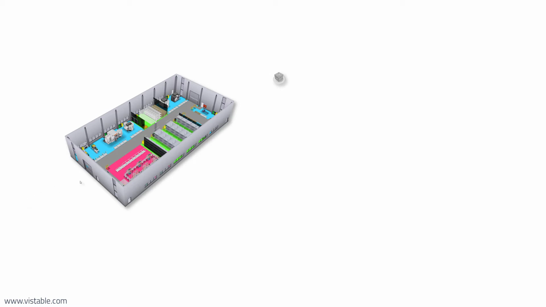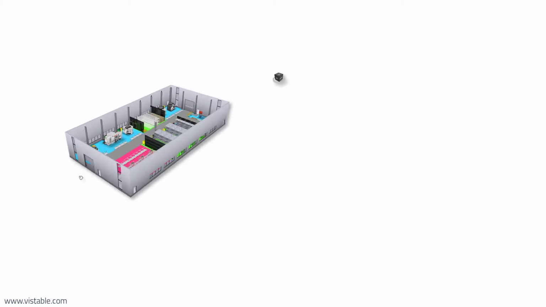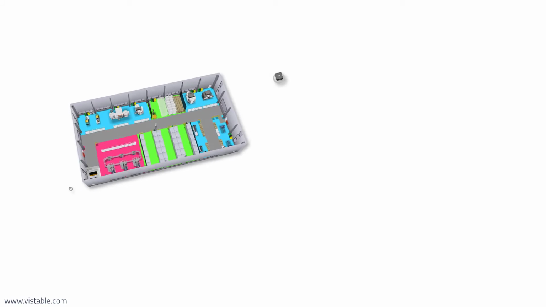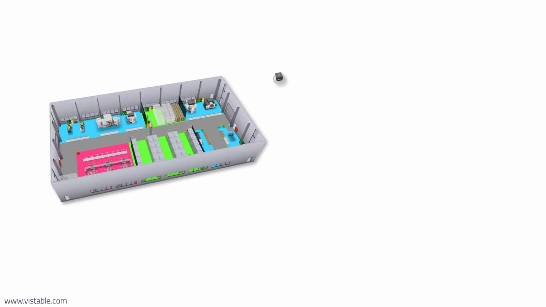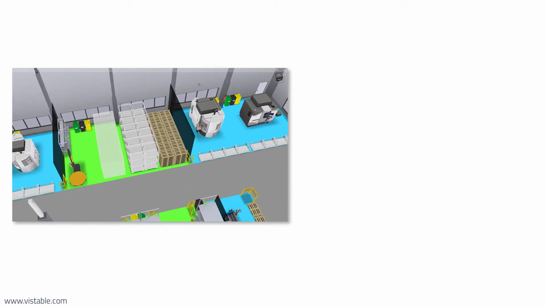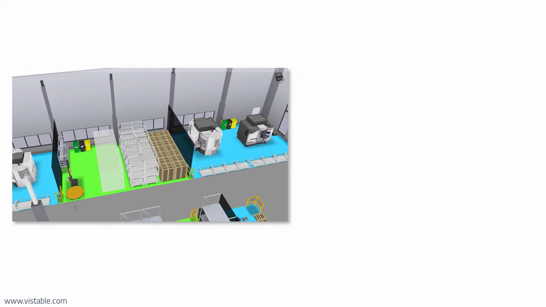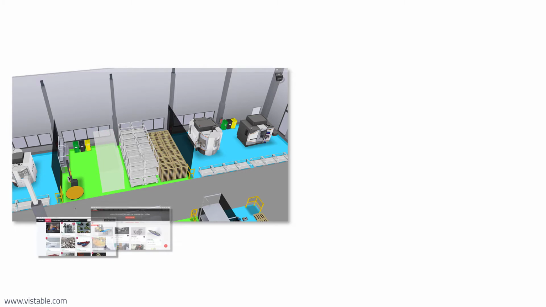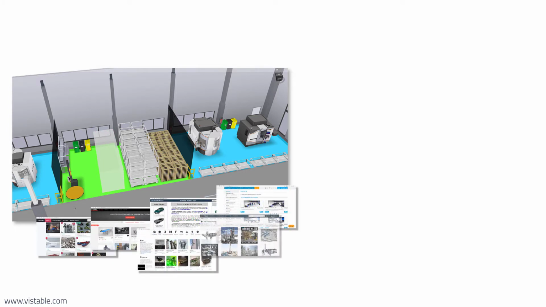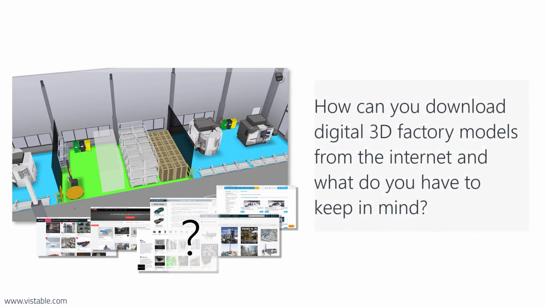Imagine the following situation. You have planned a new factory in 3D and want to present the result to the management the day after tomorrow. Unfortunately, you still lack a 3D model. So, what to do? Maybe you can find the missing model on the internet? We would like to help you and answer the following question. How can you download digital 3D factory models from the internet and what do you have to keep in mind?